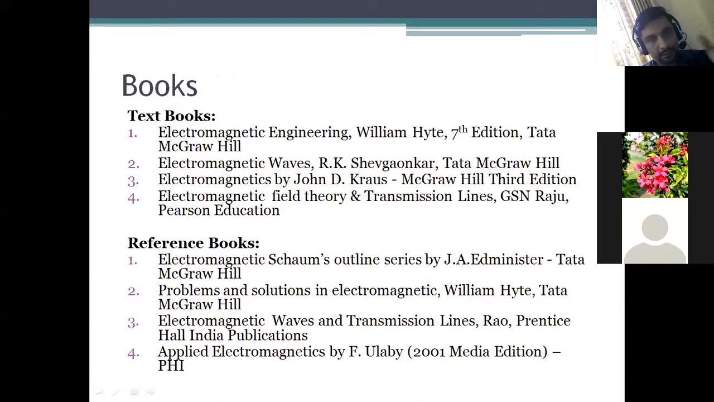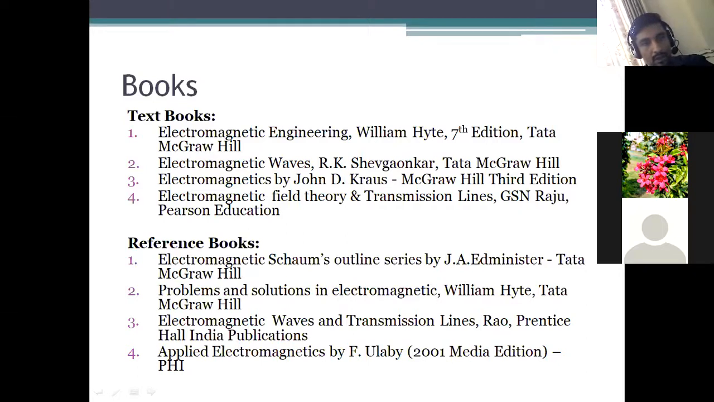Then different books which are there. As per the university, they have recommended some textbooks and reference books. I hope you will keep a note of it, or at the start of every chapter, I will tell you which book is to be referred.